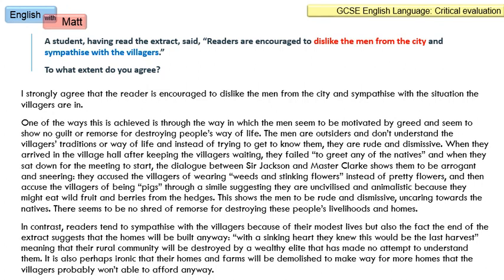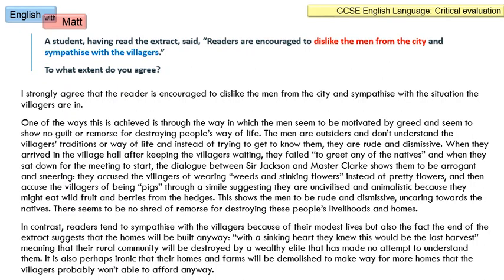In contrast, readers tend to sympathise with the villagers because of their modest lives, but also the fact that the end of the extract suggests that the homes will be built anyway. With a sinking heart, they knew this would be the last harvest, meaning that their rural community will be destroyed by a wealthy elite that has made no attempt to understand them. It is also perhaps ironic that their homes and farms will be demolished to make way for more homes that the villagers probably won't be able to afford anyway." So there's an irony there. Why would you knock down somebody's house that they've been living in for centuries, maybe as a farming community, and then price them out of the market?